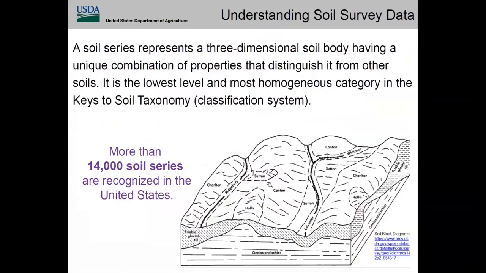All right, so I said the word series. A series is a group of soils with similar ranges and characteristics, and it is the lowest level of classification in the Keys to Soil Taxonomy. So we classify soils like plants and animals, and to classify them, we use the Keys to Soil Taxonomy.